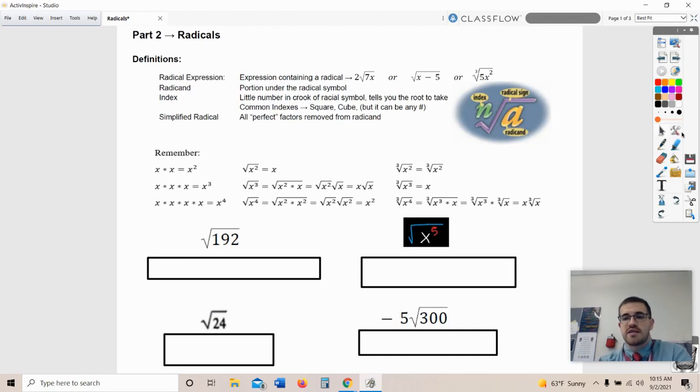So I promised there was going to be a little bit of a video on radicals. So I just want to go over the sheet. This should help you out with your homework. Feel free to pause it, rewind. I'm going to tell you to pause at certain points and try the problem just for some practice.